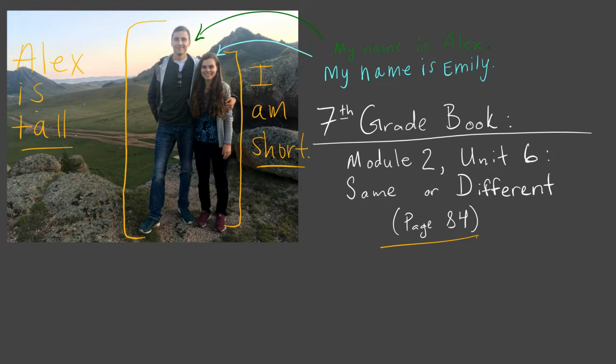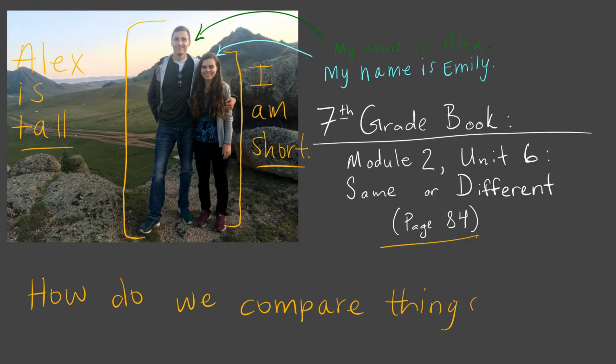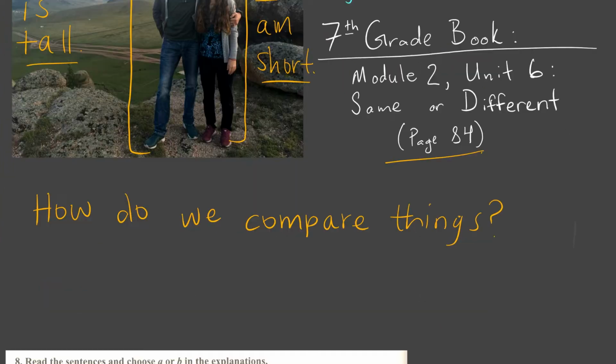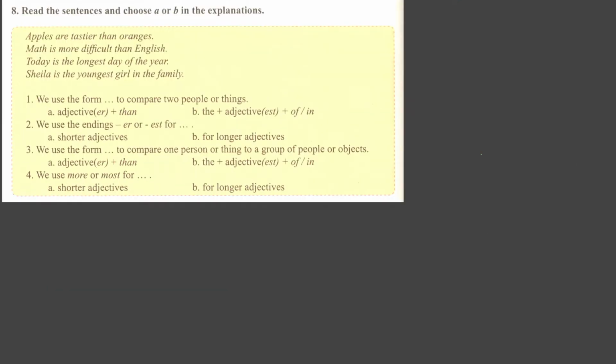So today's fundamental question is going to be, how do we compare things? And that can mean, how do we compare two different things, or how do we compare one thing to the rest of its group? Today's first exercise is activity 8 in the textbook. This is today's main grammar point.